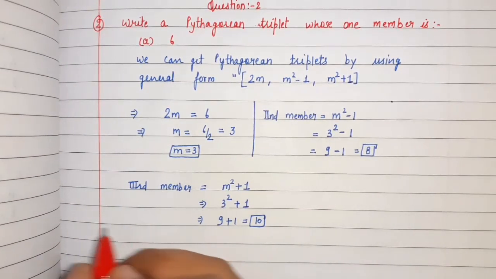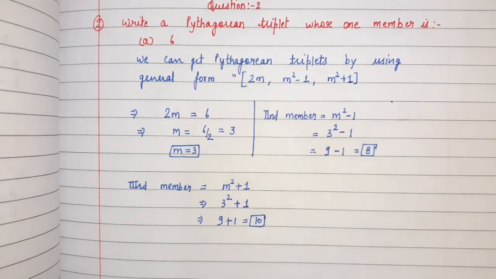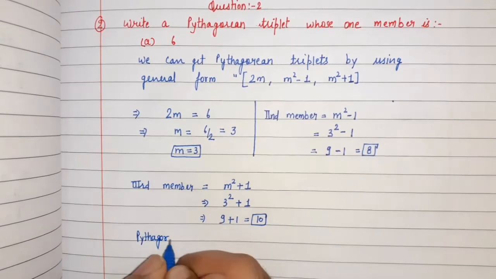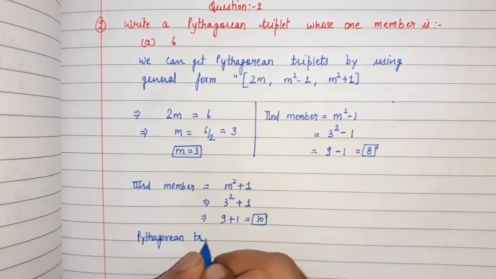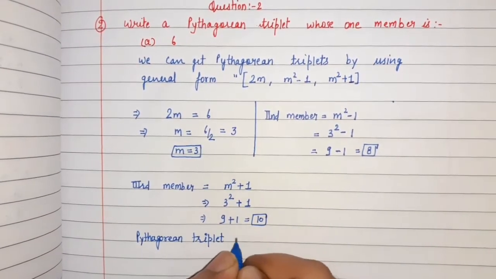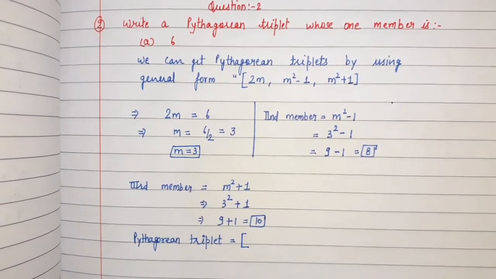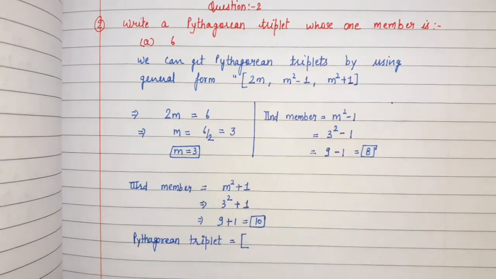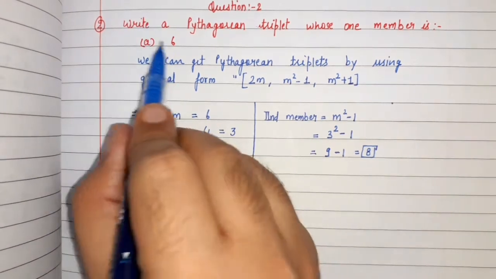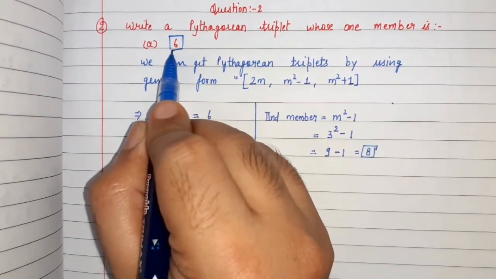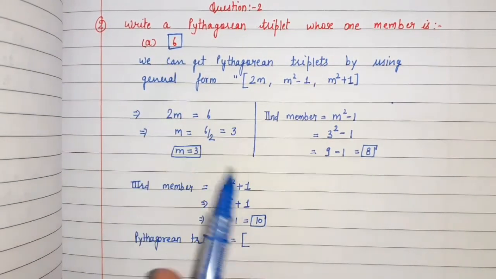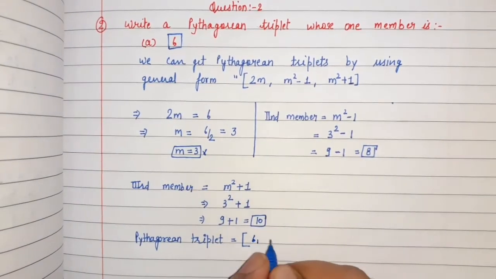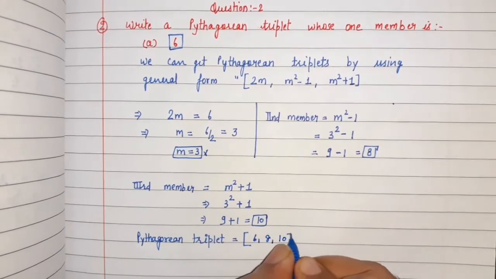But at last you have to write one statement. The statement is Pythagorean triplet is equals to, yes, what is our answer? 3, 8 or 10 or 6, 8 or 10? Always one member is given in the question. Okay, so this is your answer, not this one. Again I am saying this is your answer. So 6, 8 and 10.